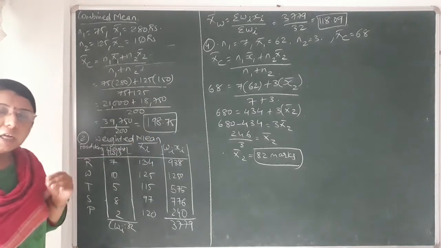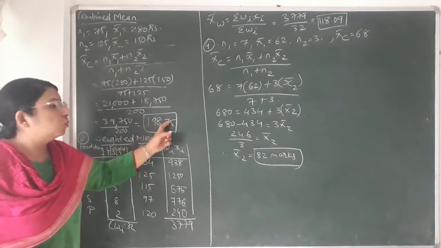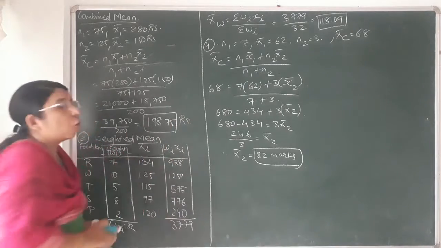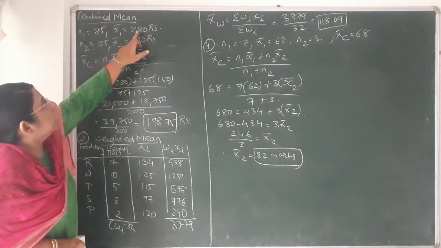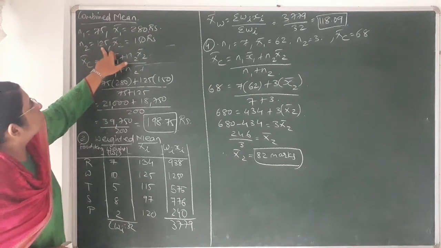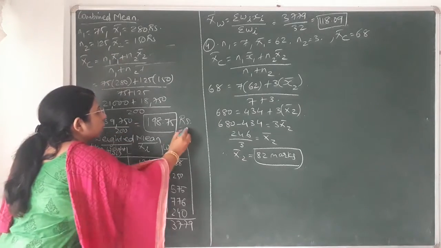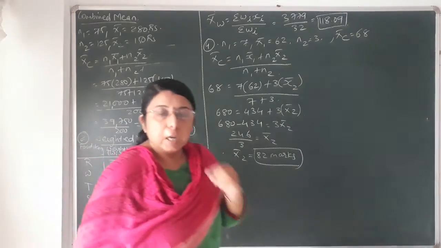It means the combined mean of 200 workers comes to 198.75 rupees. Okay, that is the combined mean of all the 200 workers. The first mean that was given to you was of only 75 workers. The second mean that was given to you was of only 125 workers. And this is the combined mean of all the 200 workers. Okay, so in this way you have to find the combined mean.